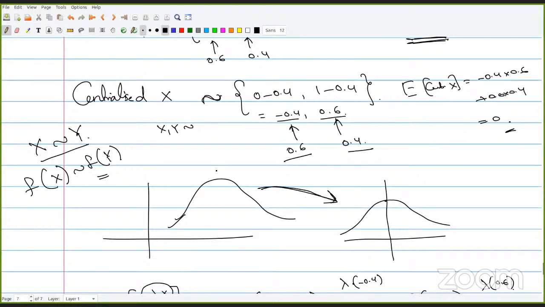This particular distribution will have some positive mean. But what we are doing is centralizing it, making the mean 0. It's a translation, some scaling and translation. We are making the mean 0. Why do we do that? To get the moment generating function, maybe. All right, let's move on. Thank you, sir.